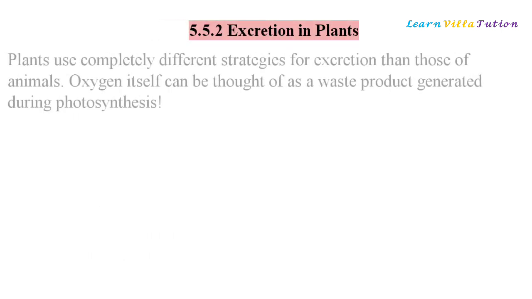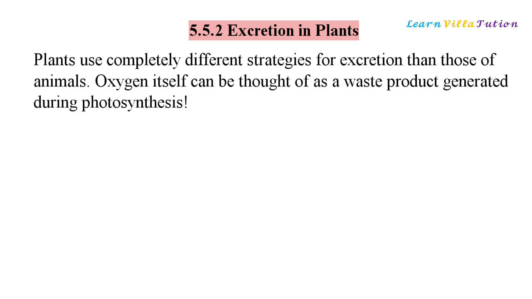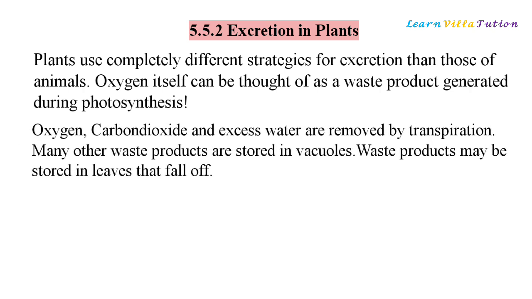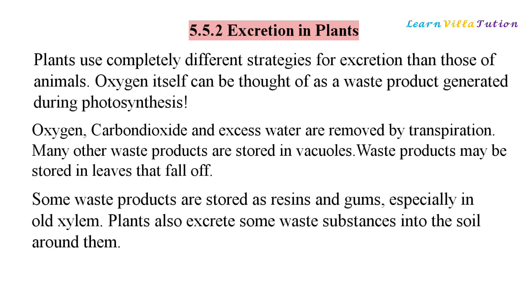Excretion in plants. Plants use completely different strategies for excretion than those of animals. Oxygen itself can be thought of as a waste product generated during photosynthesis. Oxygen, carbon dioxide, and excess water are removed by transpiration. Many other waste products are stored in vacuoles. Waste products may be stored in leaves that fall off. Some waste products are stored as resins and gums, especially in old xylem. Plants also excrete some waste substances into the soil around them.